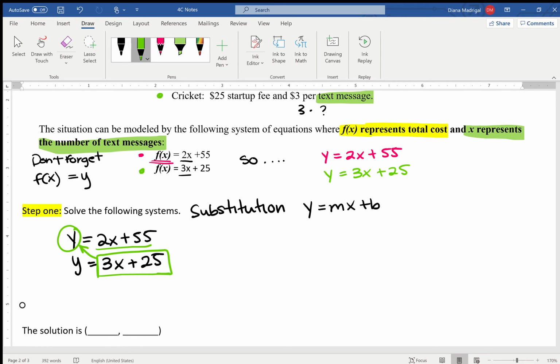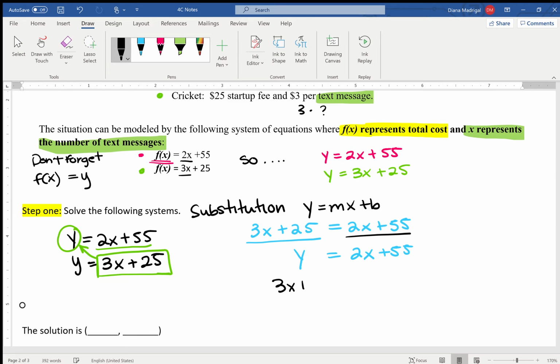So technically, they're equal to each other since both of them equal y. So I'm going to write this, setting them equal to each other: 3x plus 25 equals 2x plus 55. Don't forget that 3x plus 25 equals y. That's why I set them equal to each other. Or I could have done the same thing backwards: 2x plus 55 equals y, which is 3x plus 25. Same thing, y equals y.